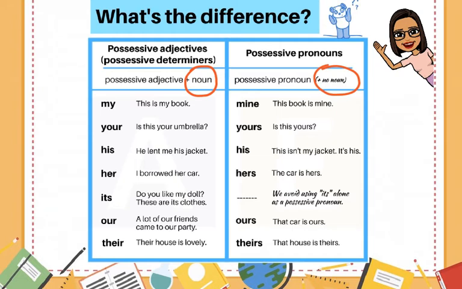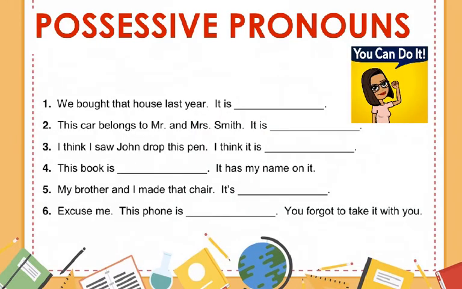This book is mine. Is this yours? This isn't my jacket. It's his. The car is hers. So we are not focusing on possessive adjectives. We are focusing on possessive pronouns. So don't get confused. Now, we're going to do a guided practice on possessive pronouns. You can use your chart on page 373 to find the list of possessive pronouns if you need them.